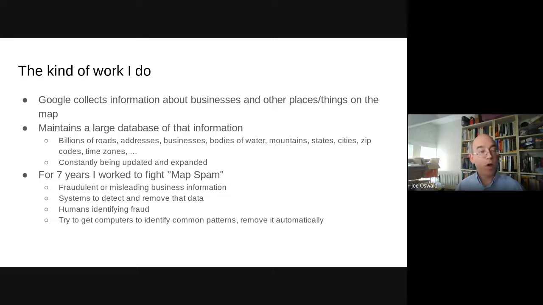A large part of that was involving humans who were involved in identifying fraud. So they would look at businesses that they would find on the map and would be able to identify, for one reason or another, they believed the business information was inaccurate or fraudulent. And as humans would do that, we would also try to get computers to automatically identify those common patterns and remove it automatically without having to have a human act on every one of the bad pieces of data, because there was just a lot of it. For billions of things on the map, you can't really have a human examine every one of them individually.